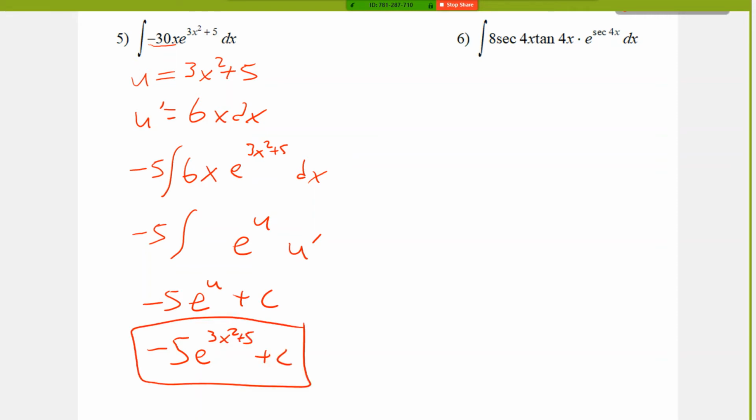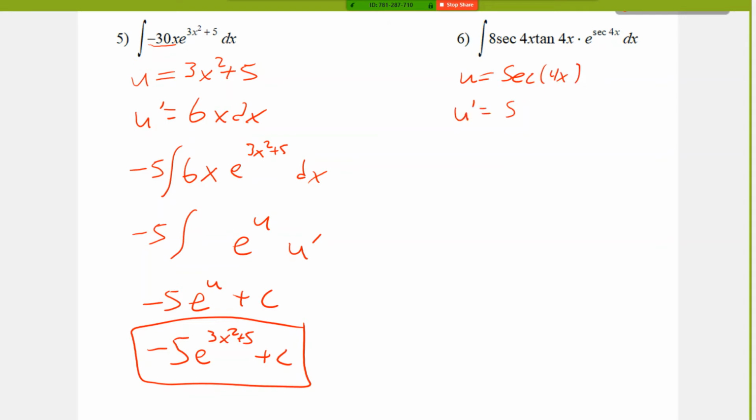Okay, so that brings us back to the top of the round. So I am all the way back to Kyle. Kyle, what's my u for number 6? Secant 4x. Okay, the secant of 4x. What happens if I derive that?